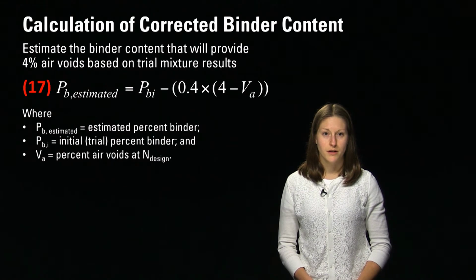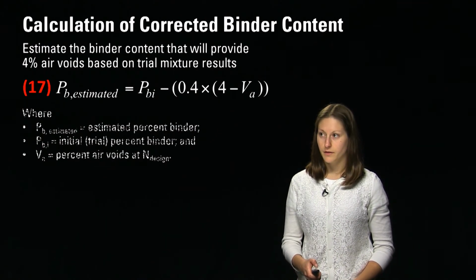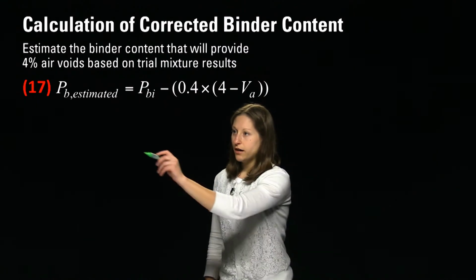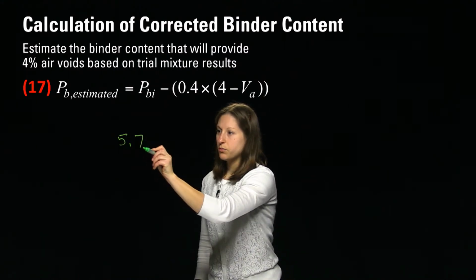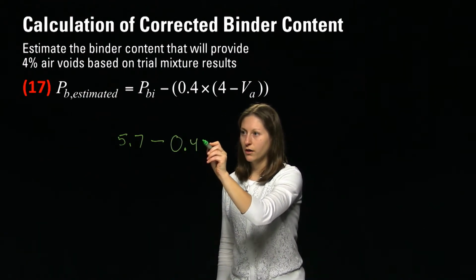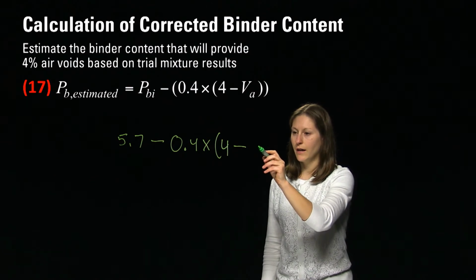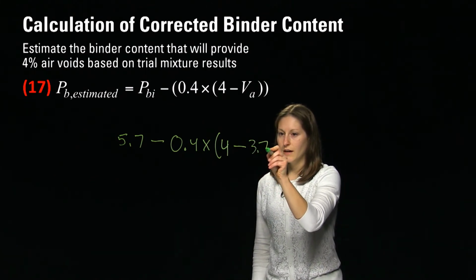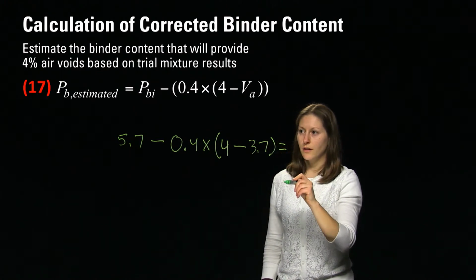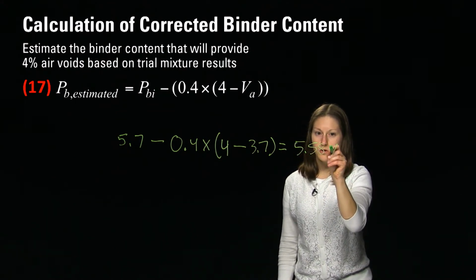Based on our initial air void content at our initial trial asphalt content, we can estimate what the asphalt content should be to give us 4% air voids. We do that using equation 17 on the slide. Our initial trial asphalt content was 5.7%. Therefore, we take 5.7 and we subtract 0.4 times 4, our target air void content, minus what we measured at our trial asphalt content. In our case, this was 3.7%. This gives us a corrected trial asphalt content of 5.58%.